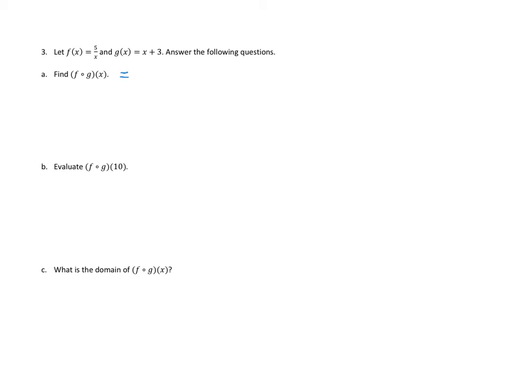What this means is you take the function f, and instead of x, you're going to substitute the function g of x. So you're going to put g of x in place of all the x's. And g of x is equal to x plus 3. So what does that mean for this equation? f of g of x means you take the function f, which is 5 over x, but instead of x, you're going to replace it. You're going to substitute in the function g of x, which is x plus 3.